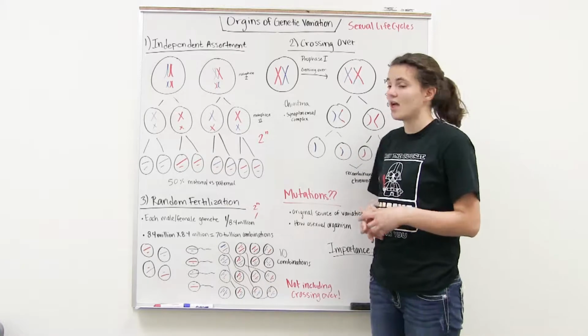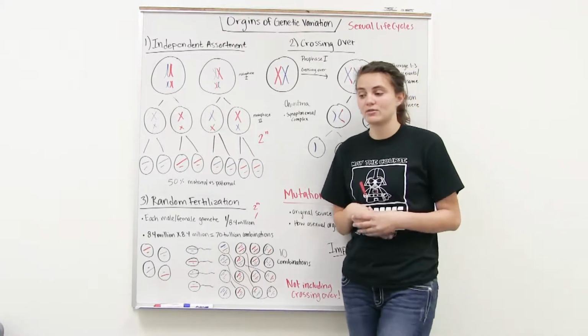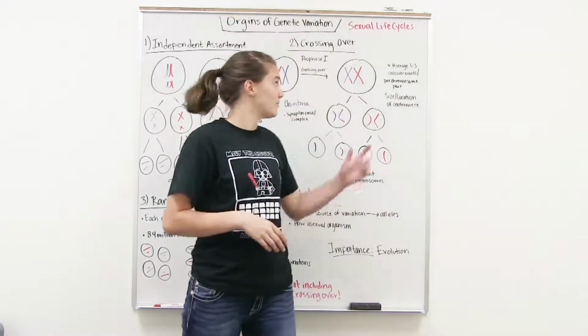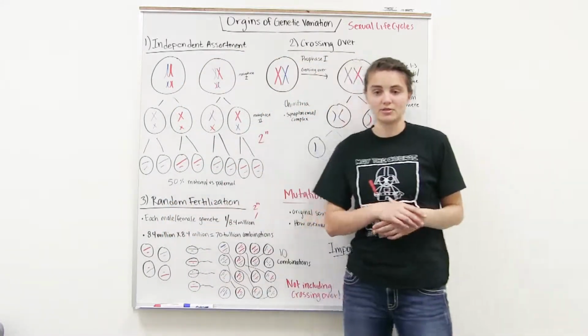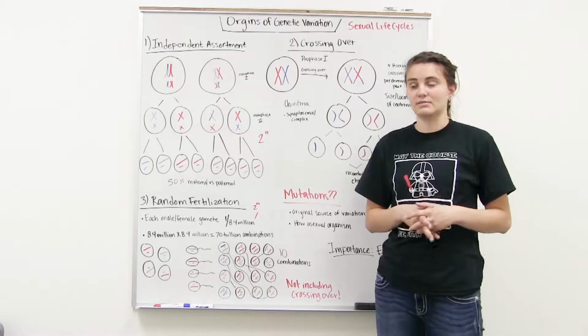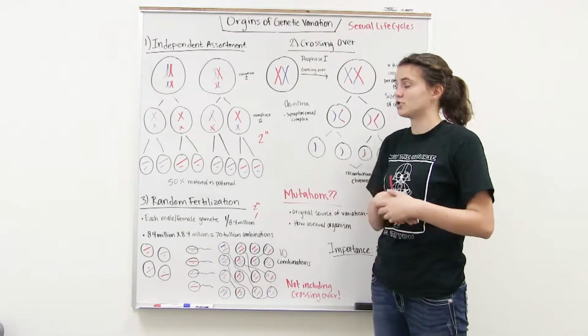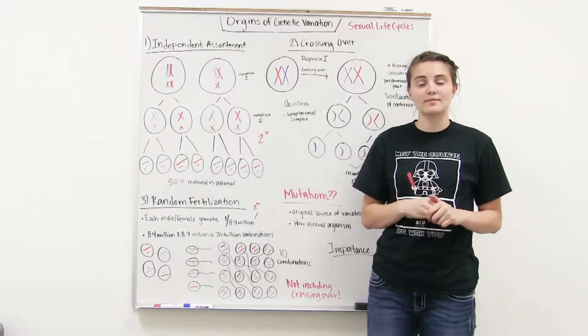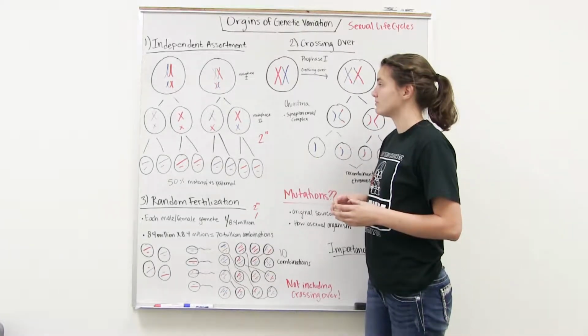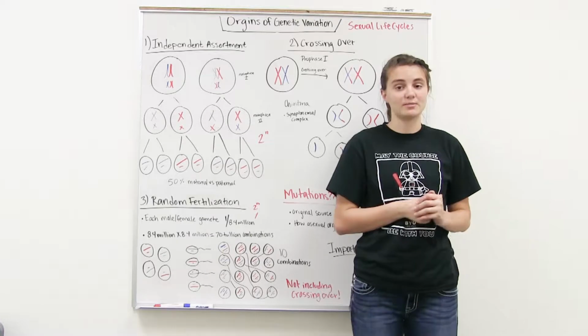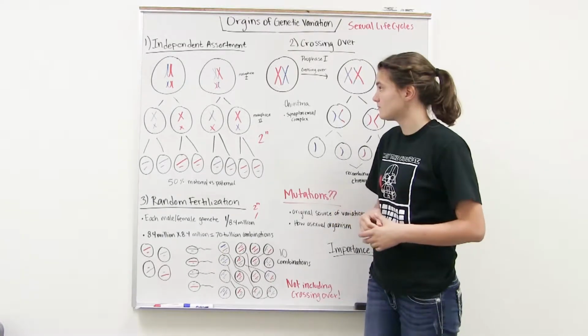Well, we're going to answer it using principles of meiosis. And keep in mind that this is applying to sexual life cycles because all of these are with meiosis, which only sexual organisms undergo. So the first one is independent assortment. Independent assortment describes the random alignment of homologous chromosomes on the metaphase plate during metaphase 1.